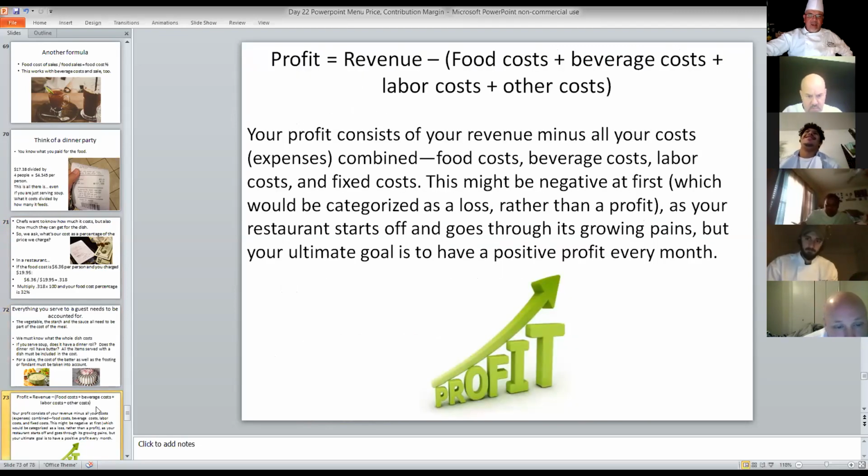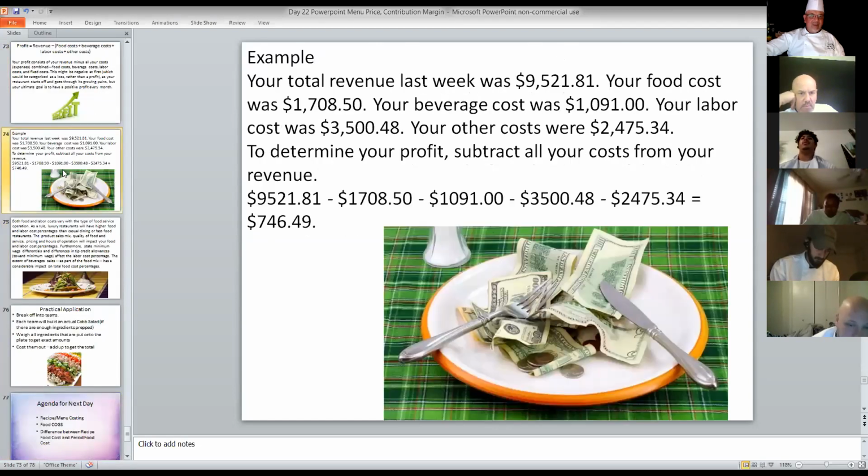Profit equals revenue minus costs. Your profit consists of your menu revenue minus all your costs: combined food costs, beverage costs, labor costs, and fixed costs. This might be negative at first, and will be categorized as a loss rather than a profit as your restaurant starts off and goes through its growing pains. Yes, growing pains, just like the terrible twos and terrible threes. The ultimate goal is to have a positive profit every month, not just a year, every month.